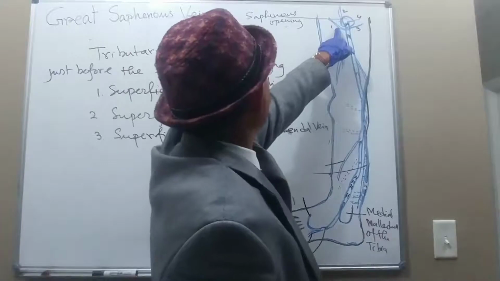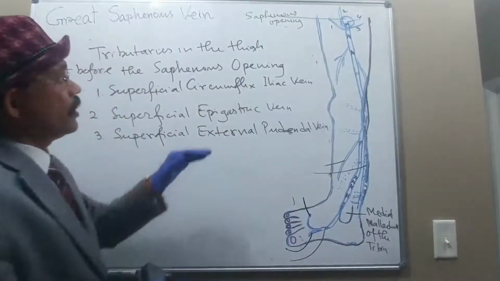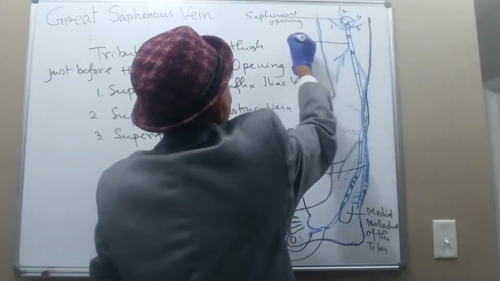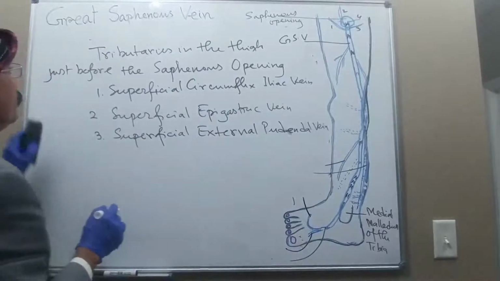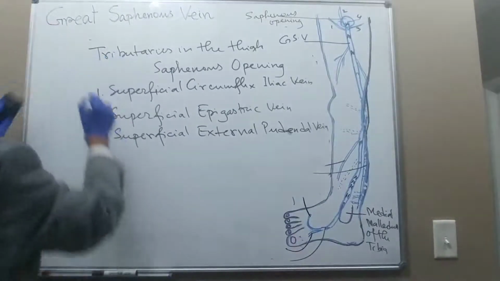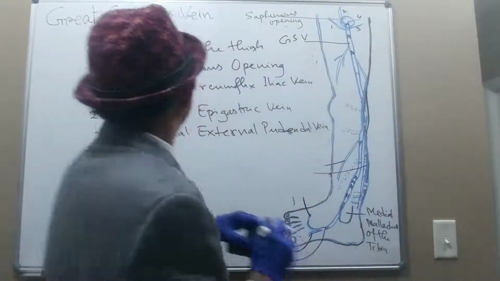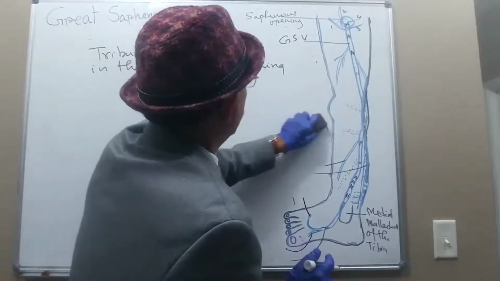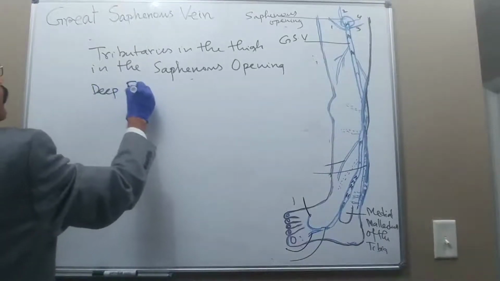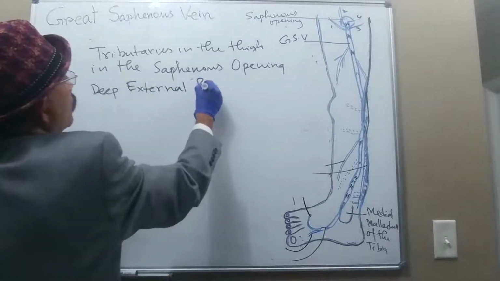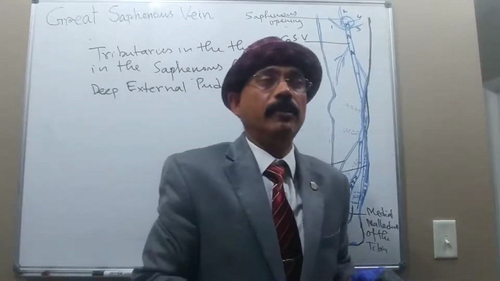This is the superficial circumflex iliac, this is the superficial epigastric, this is the superficial external pudendal. These are just before the great saphenous vein opens into the saphenous opening. We have 3 tributaries. We have tributaries in the saphenous opening, just before the great saphenous vein opens into the femoral vein. So we have another tributary, that is deep external pudendal vein. We got that. We have also a lot of other unnamed veins.